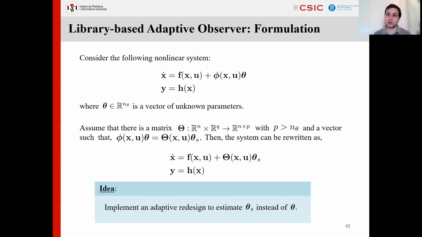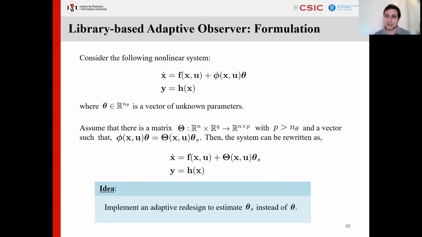In such a case, you can rewrite the system using this library as the regressor vector, and you will have a new vector of parameters theta s that is of much larger dimension. So what this thesis proposes is to then design a direct adaptive observer to directly estimate theta s instead of the parameter theta. So this is a pretty powerful result because what you're doing here is not only estimating the unknown parameters, but discovering the functions that appear in your system.